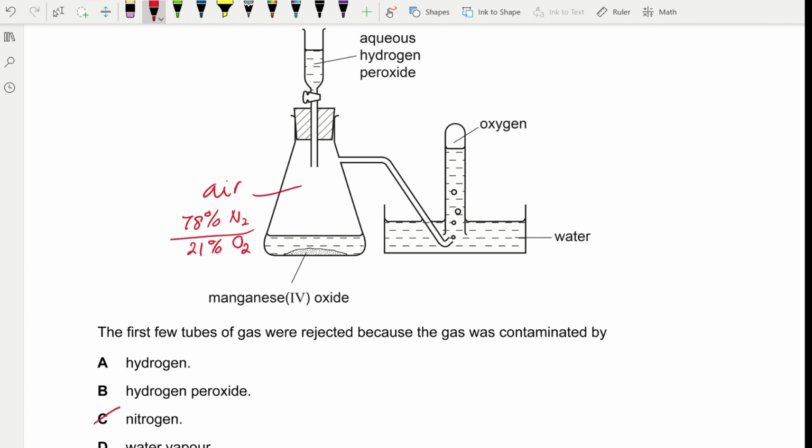So this 78% nitrogen was in the flask before the reaction happens, and it's going to be pushed into the tube here and contaminates the first batch of gas produced.